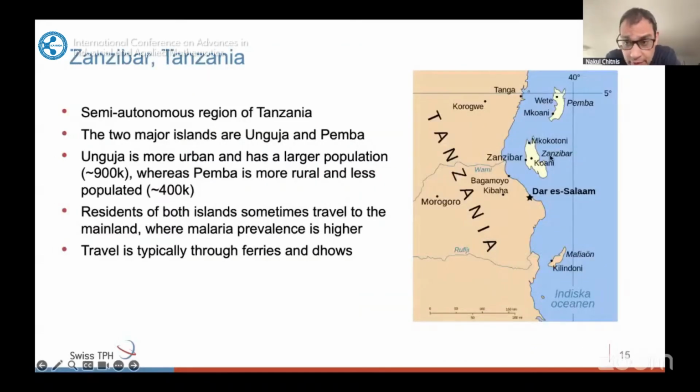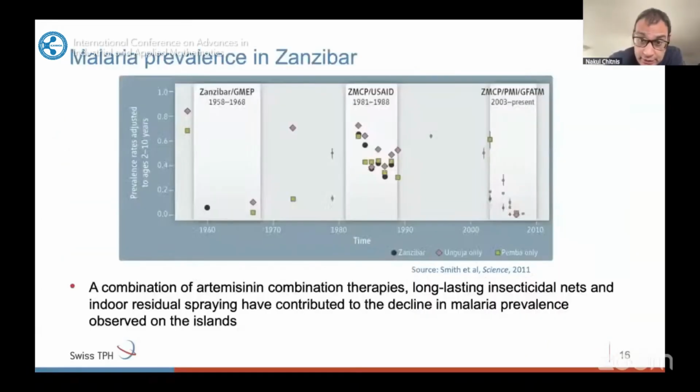So again, Zanzibar are 2 islands off the coast of Tanzania. They're semi-autonomous regions, so they have their own malaria control program. And we wanted to build models of transmission here. You can see prevalence in Zanzibar previously was very, very high, and now it's gone down to less than 5%, largely through good treatment, long-lasting insecticidal nets, and indoor residual spraying.